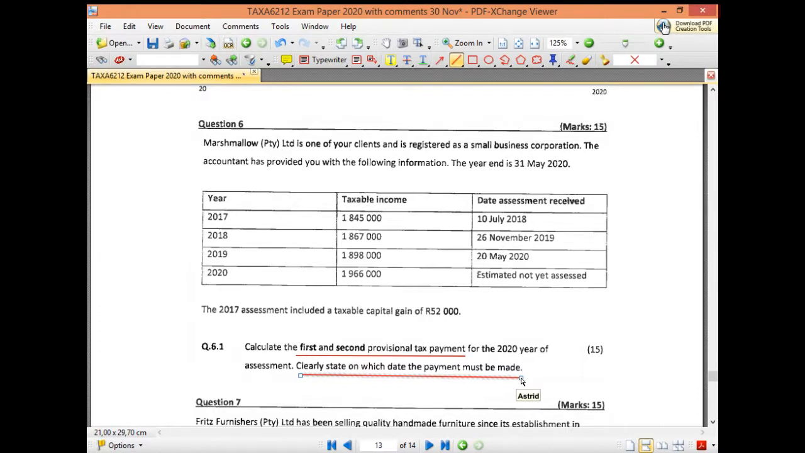So when will the 6 months be? You actually get a mark for it. So let's quickly look at the information. They tell you you are registered as a small business corporation, which means we have to apply the SBC tax tables. Okay.